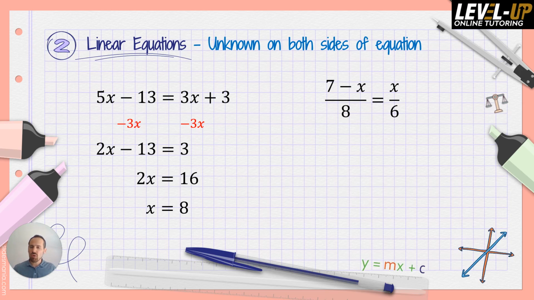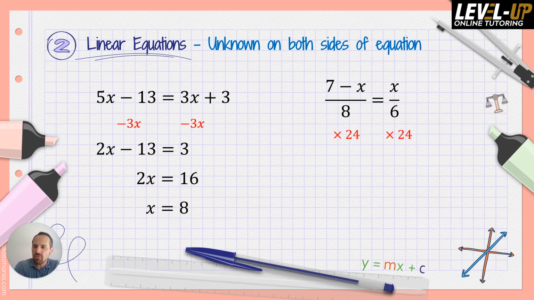So on the left-hand side, if we multiply by 8, so we'd have to multiply both sides by 8. That will cancel out the fraction, like the denominator of the fraction on the left-hand side. And if we multiply both sides by 6, that will cancel out the denominator on the right-hand side. So we could end up multiplying both sides by 6 and 8, but that actually makes a bit more work for ourselves because we're multiplying by an unnecessarily large number.